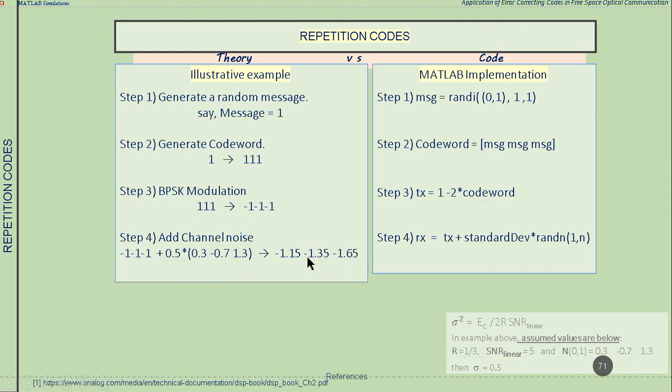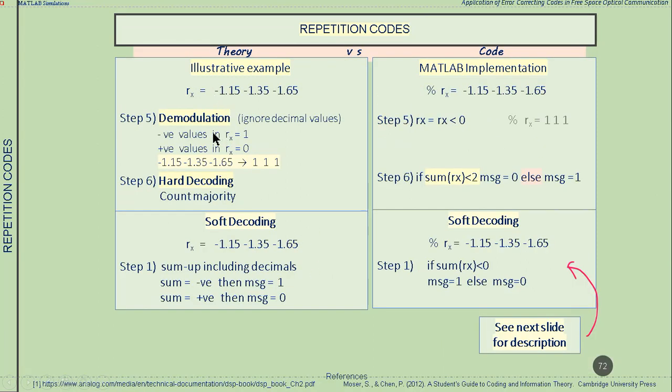What do we do with this? We receive this, and demodulate it using hard detection and soft detection. Hard detection will see the majority. What is there? Majority -1 is there. -1 represents a 1. So these are ones, and we decode it as 1. And soft decision decoding sums it all up and sees if it is negative. If it is negative, then it is 1. If it is positive, it is 0.